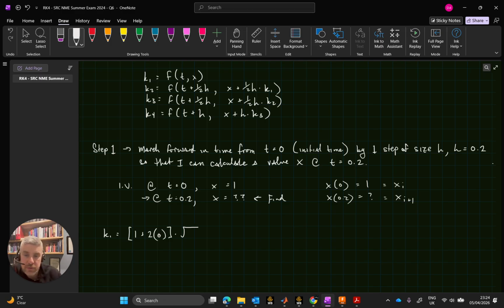So for k1, I'm just using my regular plain old x, non-adjusted x value at this time step. x is equal to 1. So here k1 is equal to 1 plus 2 by 0. 2 by 0 is 0. 1 plus 0 is 1. 1 multiplied by the square root of 1. Well, the square root of 1 is 1. So 1 by 1 is 1. k1 is equal to 1.